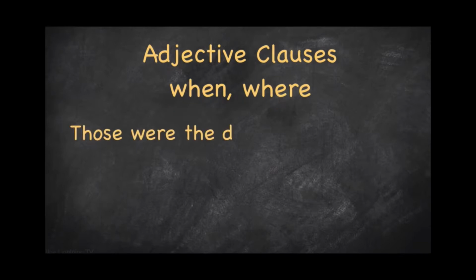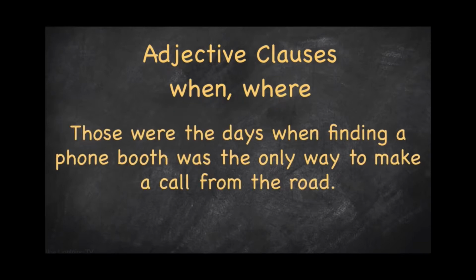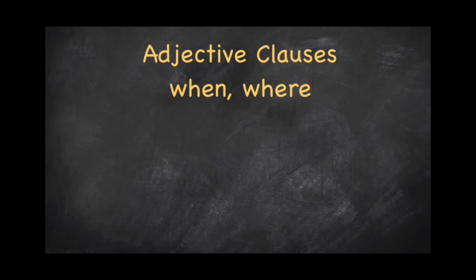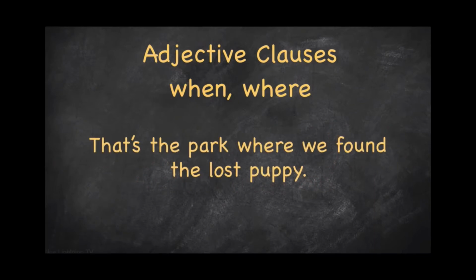Those were the days when finding a phone booth was the only way to make a call from the road. When finding a phone booth was the only way to make a call from the road is an adjective clause beginning with the relative adverb when, modifying days. That's the park where we found the lost puppy. Where we found the lost puppy is an adjective clause beginning with the relative adverb where and describing the park.